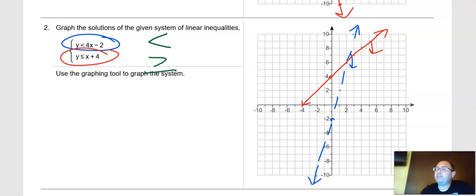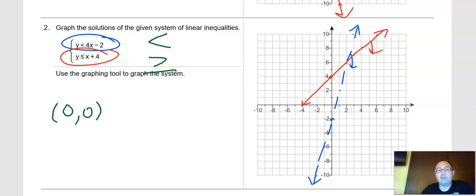Now, the only reason you could say above and below is because these are in slope-intercept form. If we put them in a different form, I could really trick you with that, so we might have to talk about how do I really tell. The reality is you would want to use a point and test it. My favorite point to use is 0, 0. I actually plug it in and see what happens.